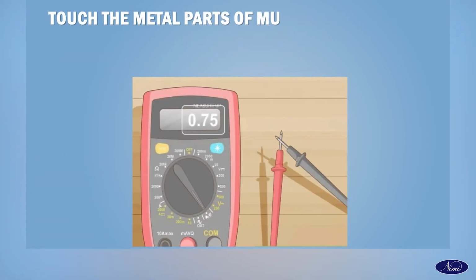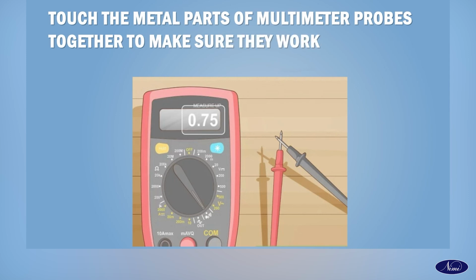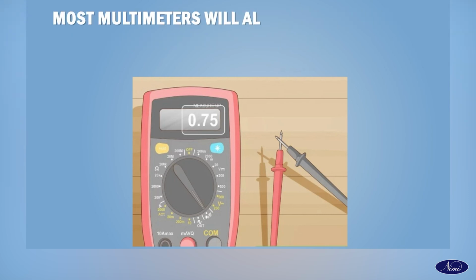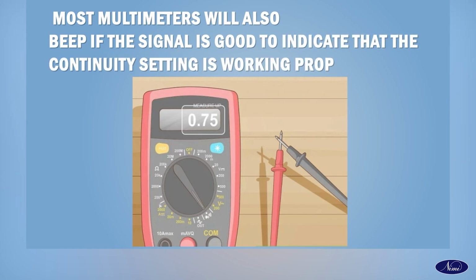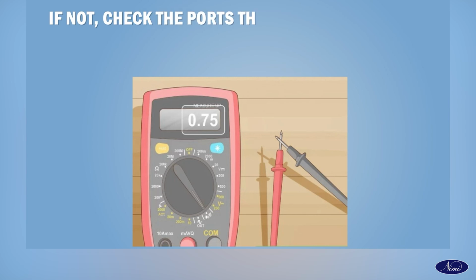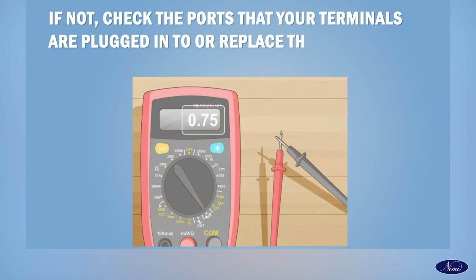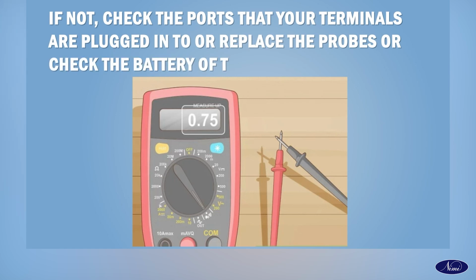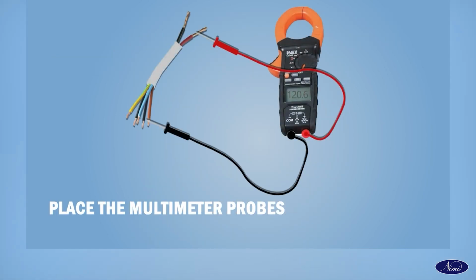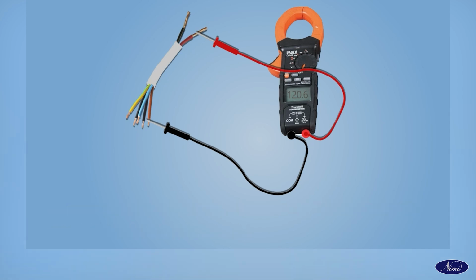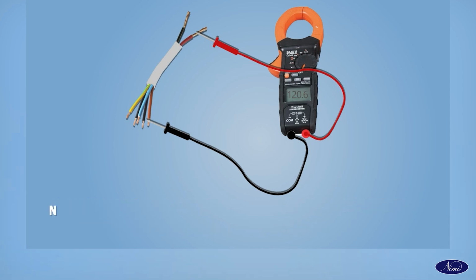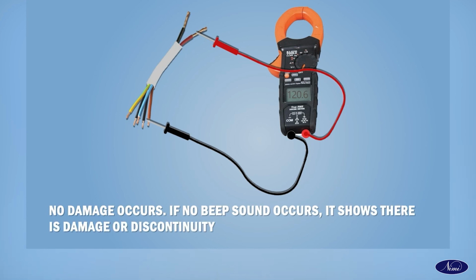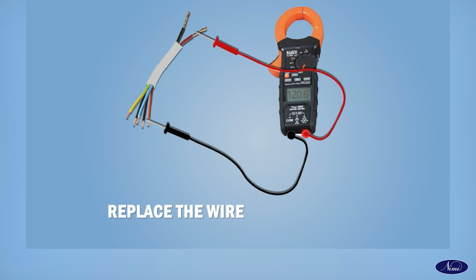Touch the metal parts of the multimeter probes together to make sure they work. Most multimeters will also beep if the signal is good to indicate that the continuity setting is working properly. If not, check the ports that your terminals are plugged into, replace the probes, or check the battery of the multimeter. Place the multimeter probes on both ends of the conductor in the wire. If you hear the beep sound clearly, the conductor in the wire is good and no damage has occurred. If no beep sound occurs, there is damage or discontinuity in the wire. Replace the wire with a good one.